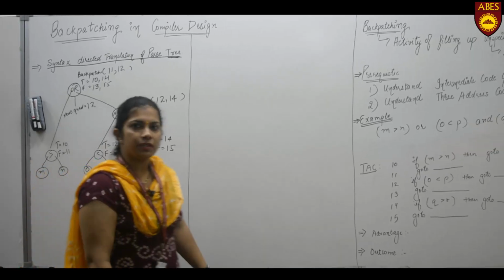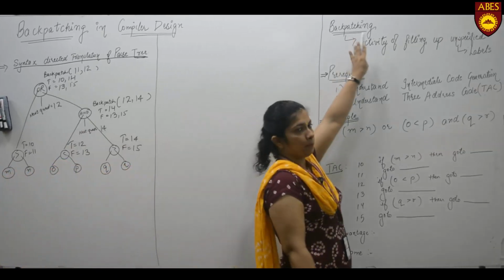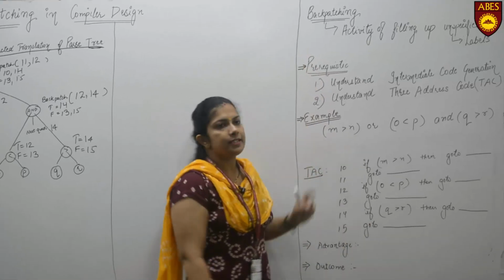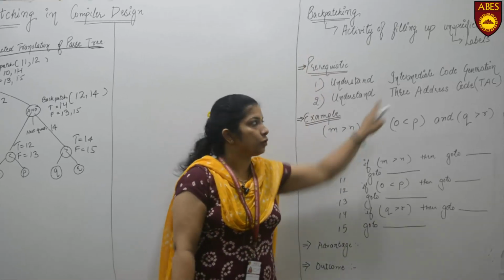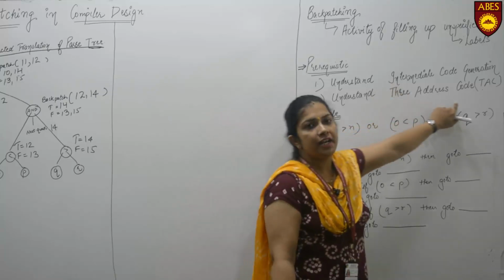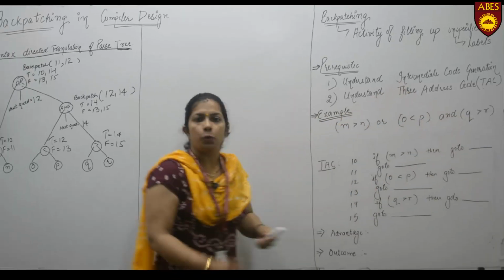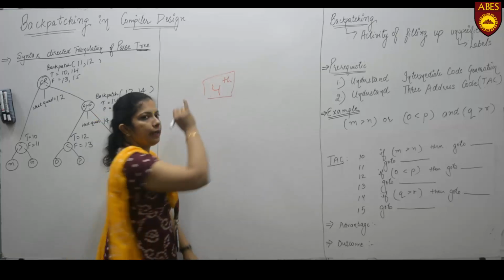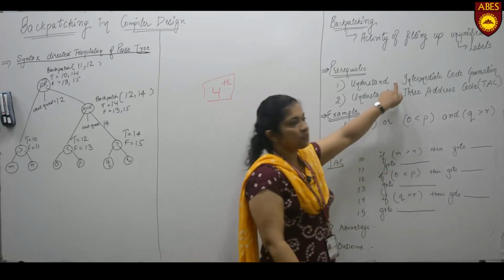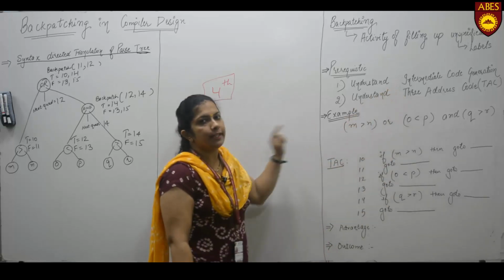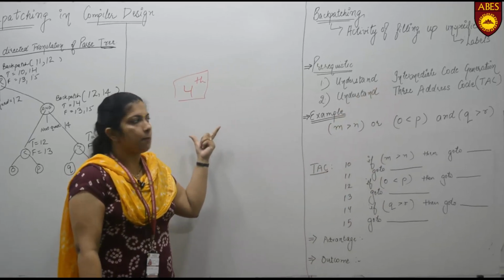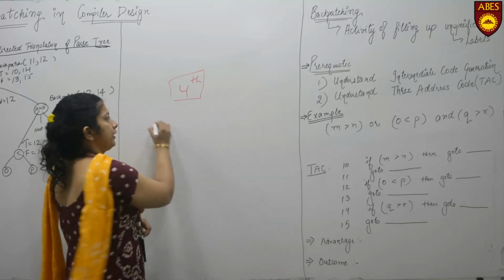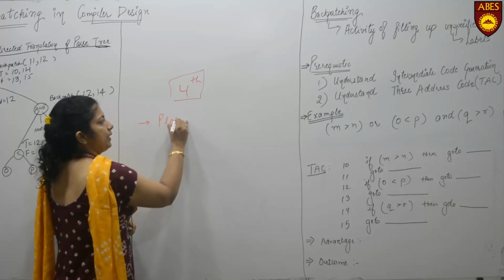What is backpatching? In order to know what backpatching is, firstly the prerequisites are to understand what intermediate code generation is and what three address code is. Intermediate code generation is the fourth phase of the compiler. Due to this phase, rather than producing direct machine code, the compiler generates intermediate code to achieve platform independence.